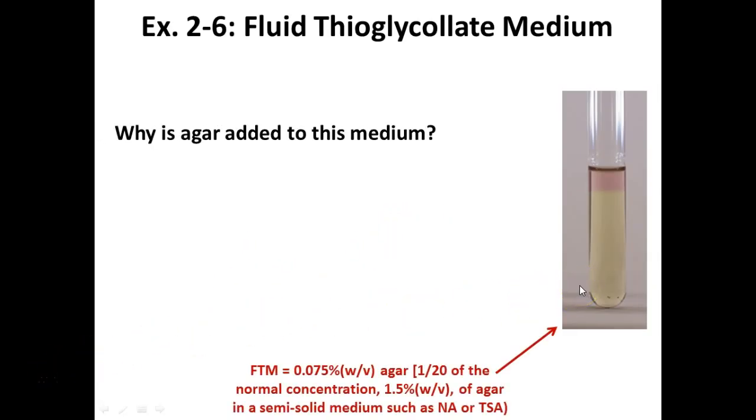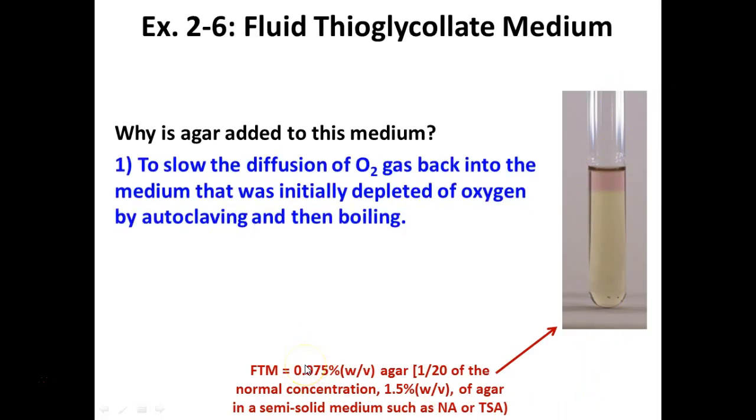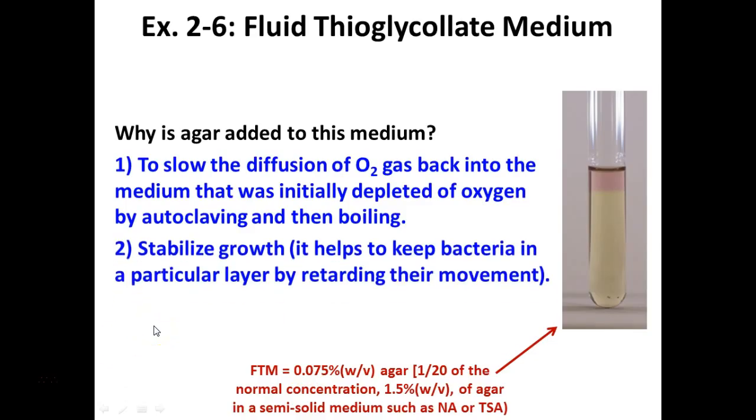So let's talk about the architecture of these tubes. Why is there a little bit of agar? When you inoculated, there was a little bit of resistance. You can see in that one tube how the growth was suspended. Other than that it really helps us visualize where the growth is, if it's suspended in a little bit of agar, what's the main reason that there's agar in that tube? Yes, to slow the diffusion of the oxygen into those tubes, and then stabilize growth as well.